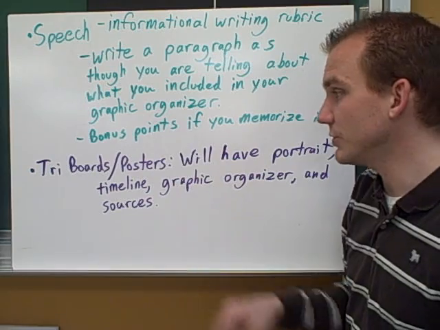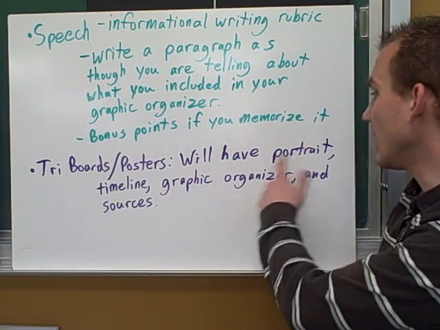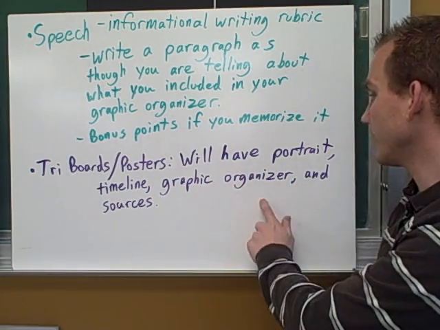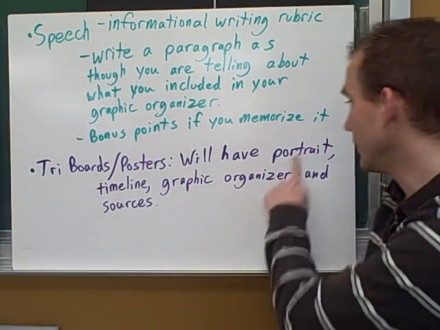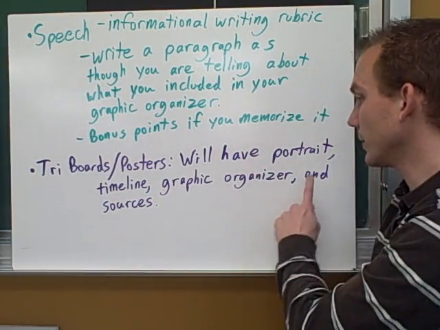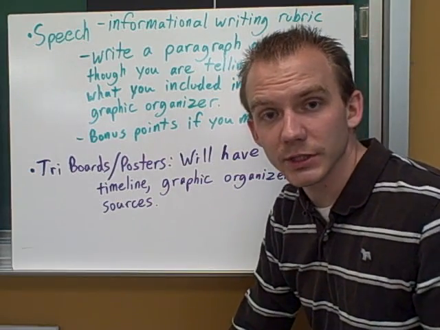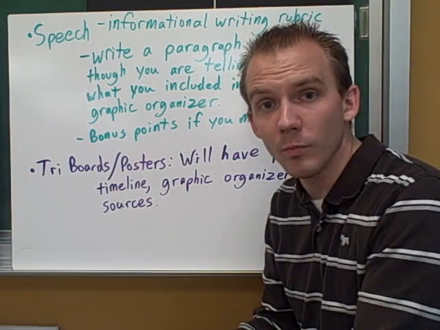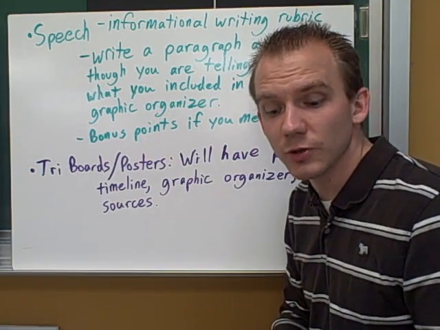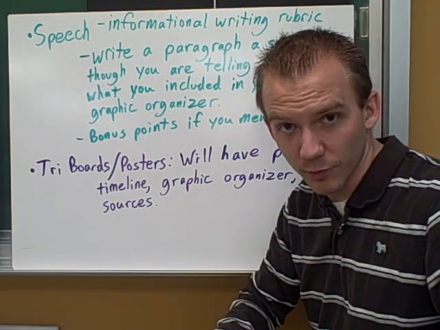Triboards or posters is what you're going to do this on. We'll have the portrait, timeline, graphic organizer, and our sources. You'll have 4 things you need to put on there. Portrait, timeline, graphic organizer, and sources. How this works. You'll do all of this in school, and then you'll take them home, glue them onto your poster or triboard, bring it back to school for the presentation.